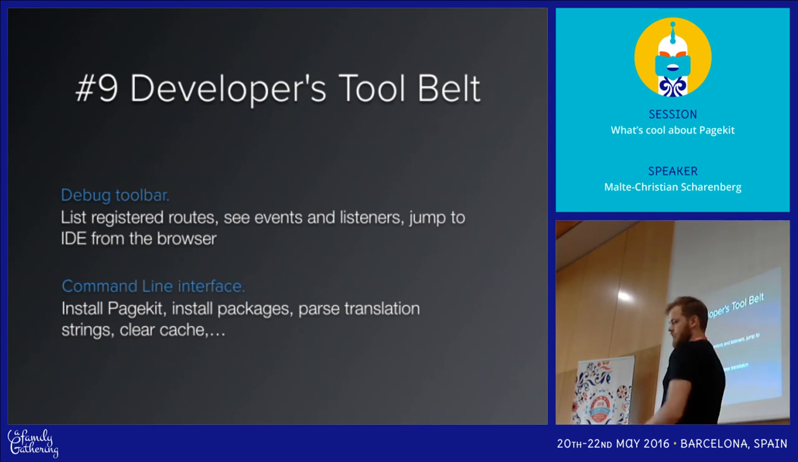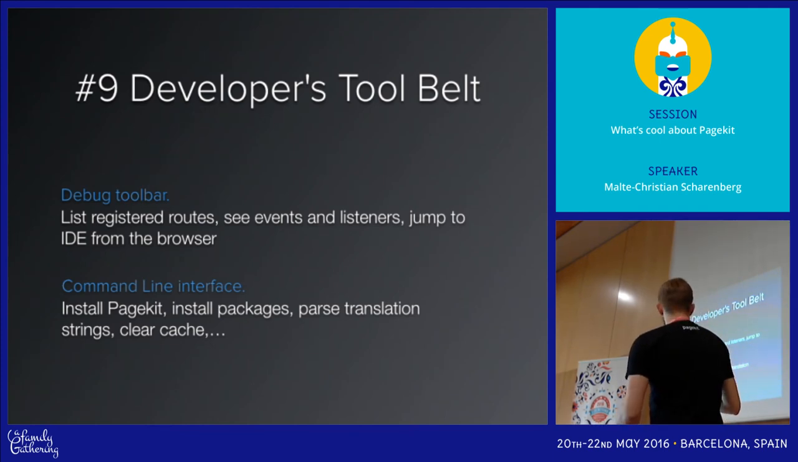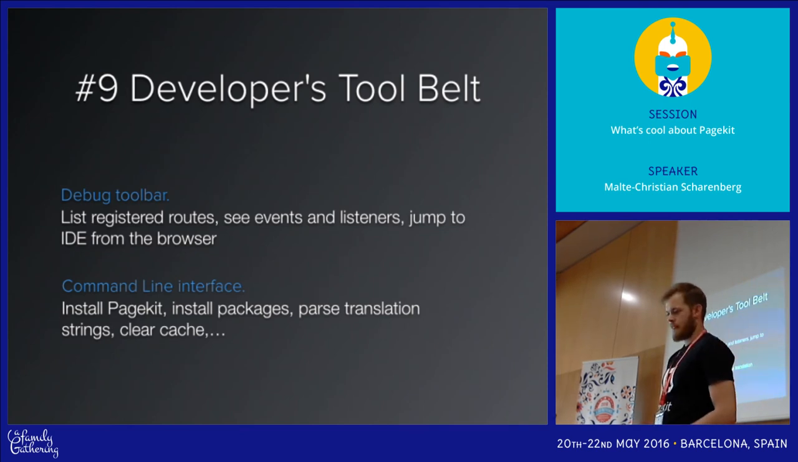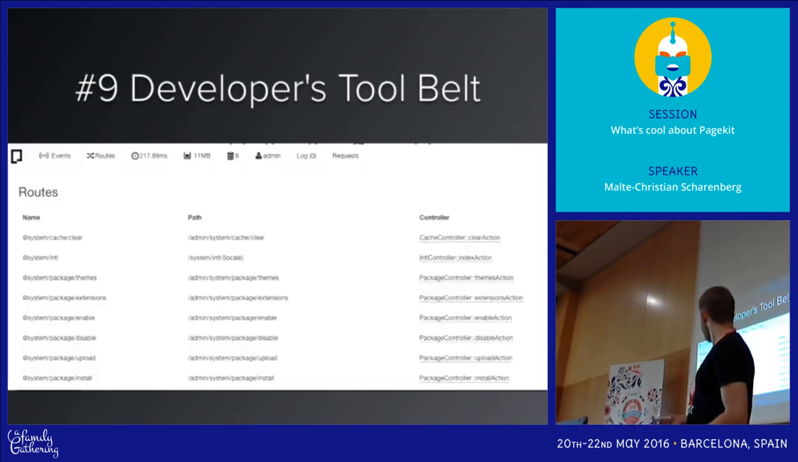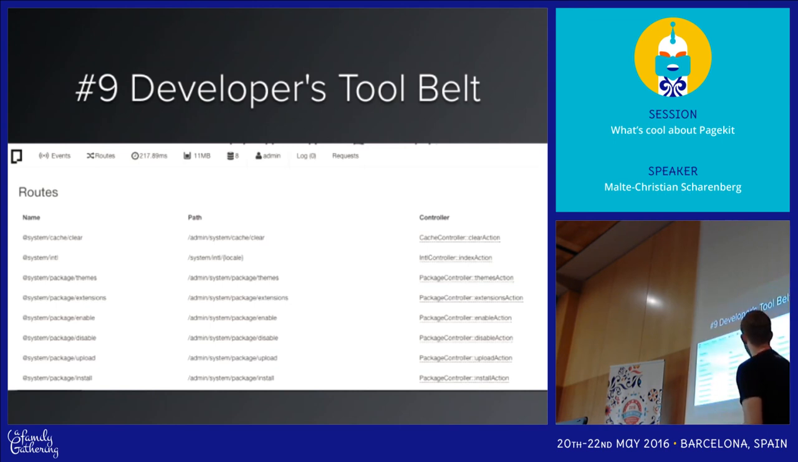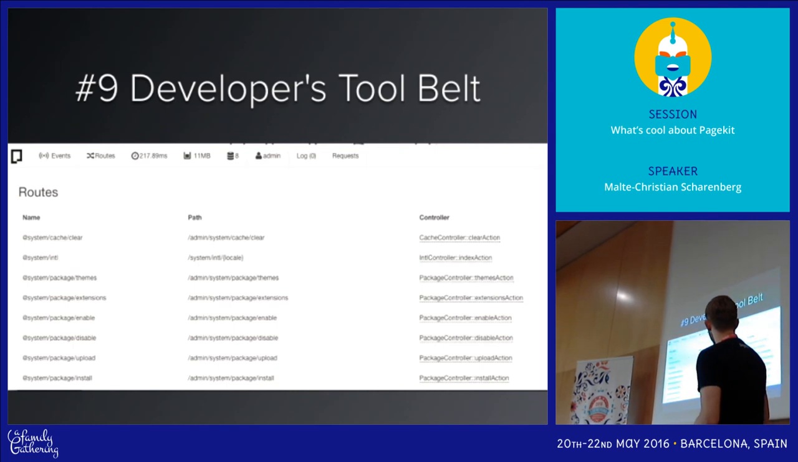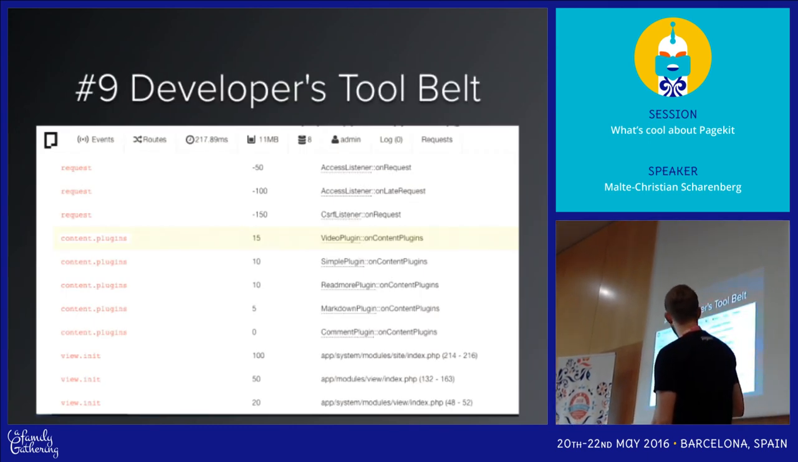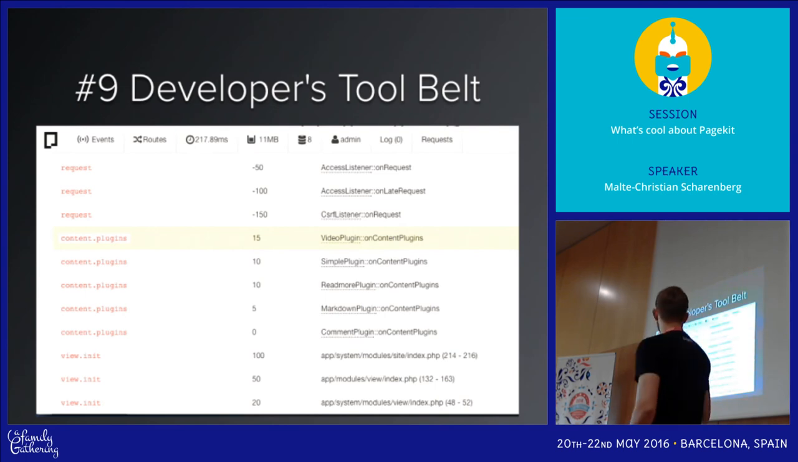Pagekit also has command line tools which can install packages and extensions, parse translation strings from your extension, clear the cache, or even install Pagekit itself. Yes, this is a screenshot from our toolbar, with some routes listed which are currently registered on this system. And this is the event overview of triggered events.